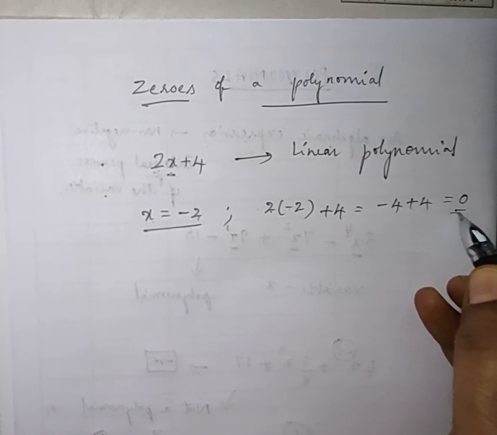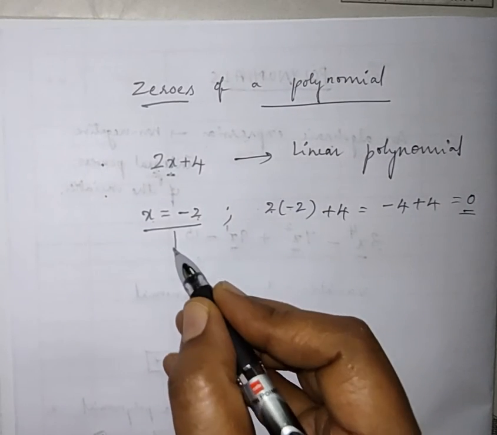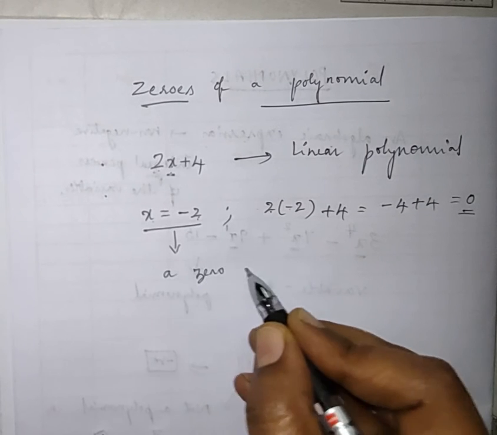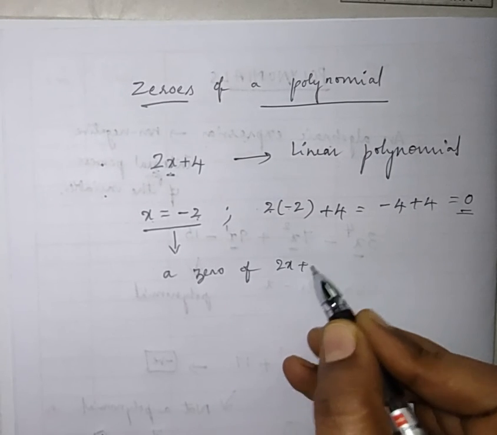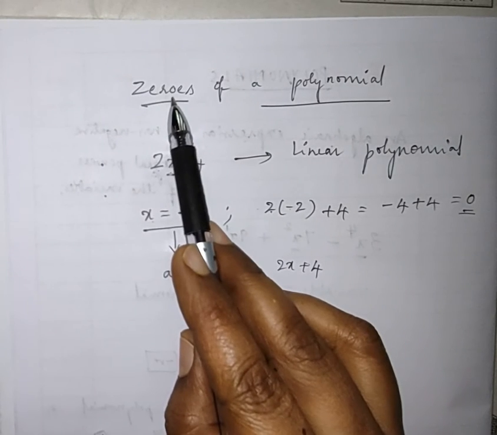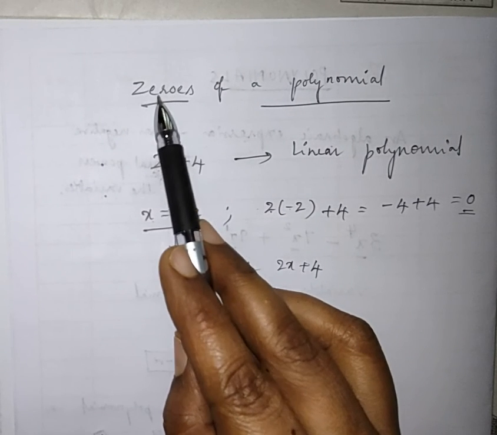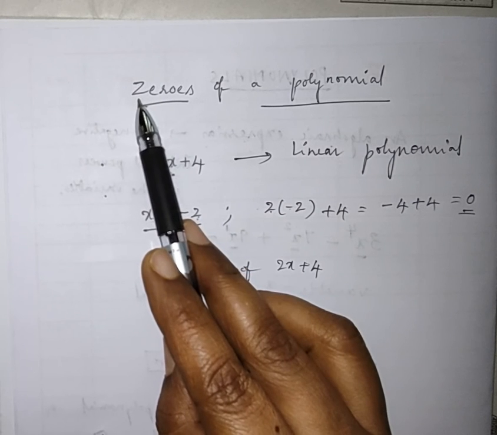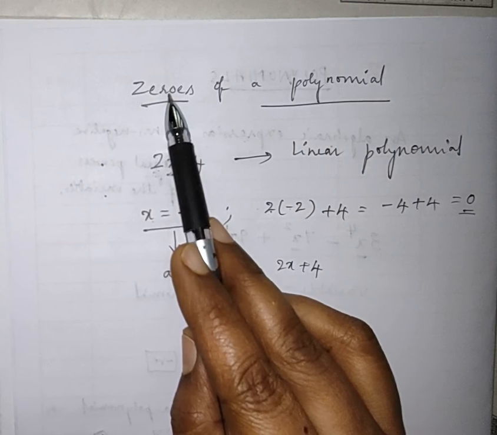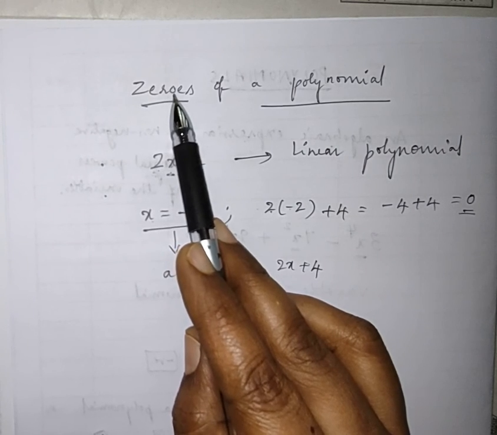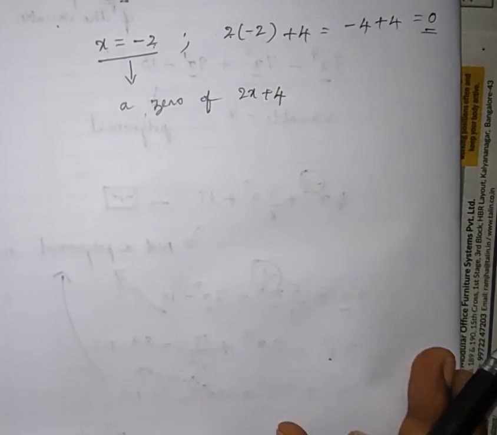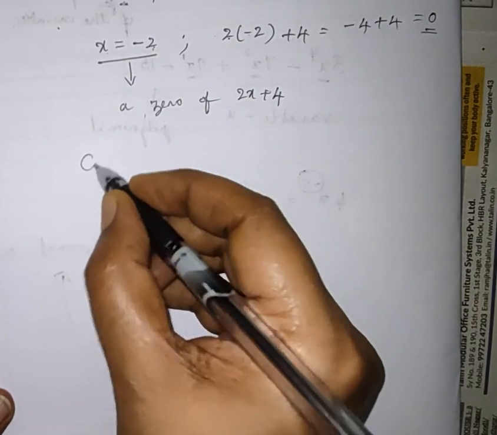So that means for the value of x equal to -2, the value of this linear polynomial has become 0. So in this case, we can call x is equal to -2 a zero of 2x plus 4. The meaning of zero is nothing but that value of the variable present in a polynomial for which the polynomial is satisfied. That is known as a zero of the polynomial.